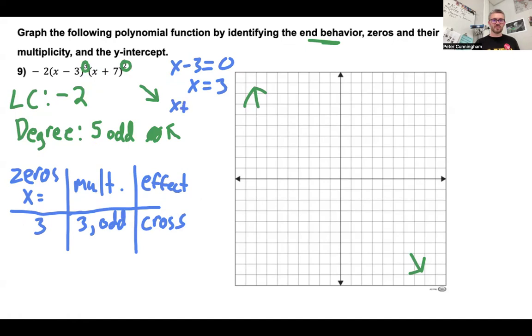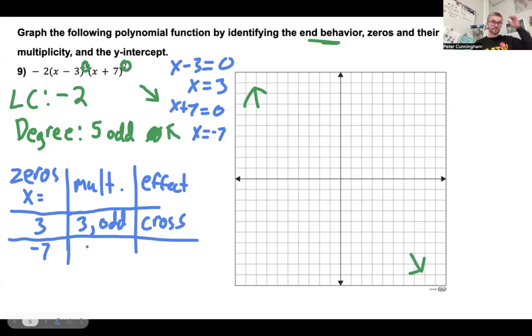x plus 7 equals 0, which means x equals negative 7 will be our other 0. It has a degree of 2. The degree matches the multiplicity. It matches. 2 is an even number, which means we will cross.